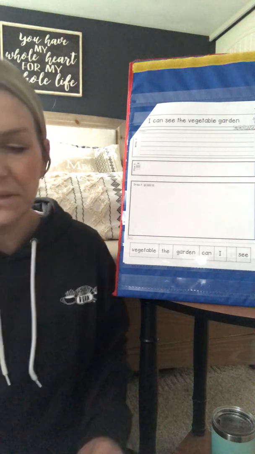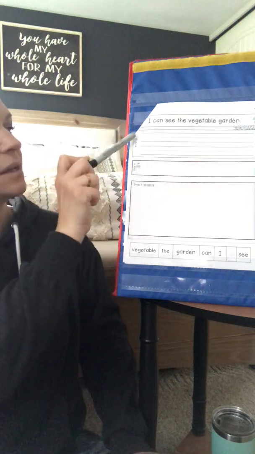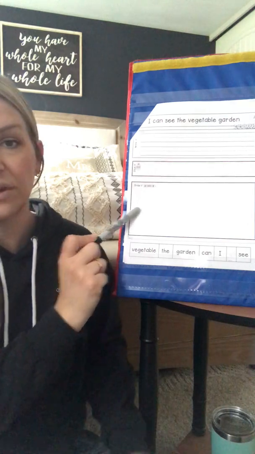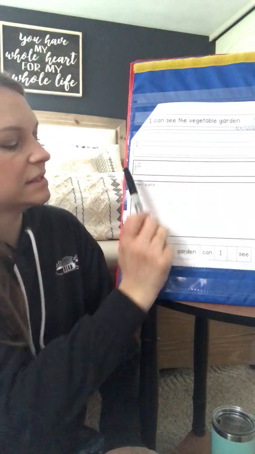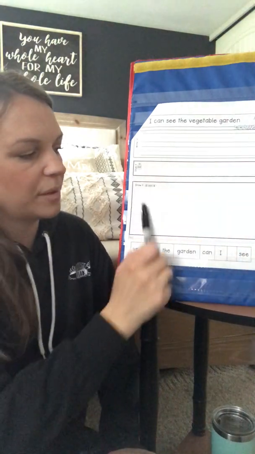So what we do on this one, and it tells you up in the corner, it'll say read it, write it, glue it, draw it. So you have 4 steps for each page, okay? So you're going to read it, you're going to write the same sentence, then we're going to cut out these words down here and put them in order, and then we're going to draw a picture that makes sense with the sentence that we wrote.